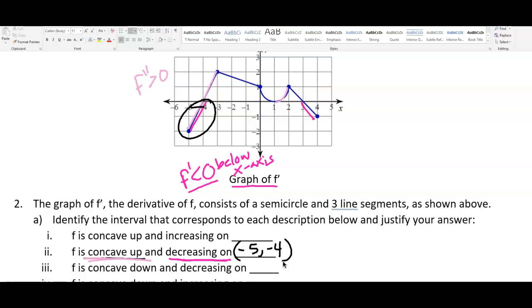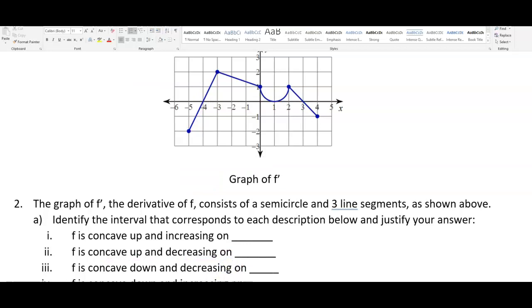And it's decreasing because f prime is less than 0, because the f prime graph has that portion of the graph being below the x-axis. Okay? So let's go ahead and take a look at another one here.